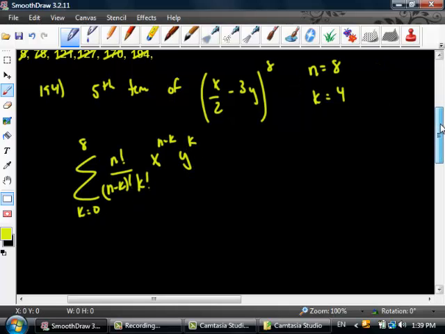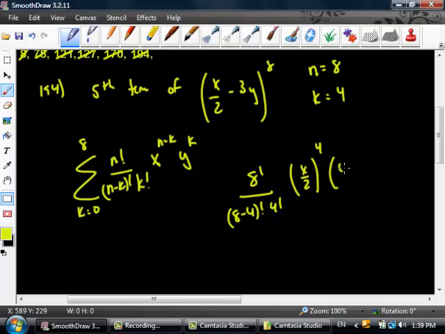So we're going to go ahead and pump that in. So my summation is going to be 8 factorial over 8 minus 4 factorial times 4 factorial. And it's going to be times x over 2 to the n minus k, so that's 4, times y to the 4th. Oops, not y, 3y.